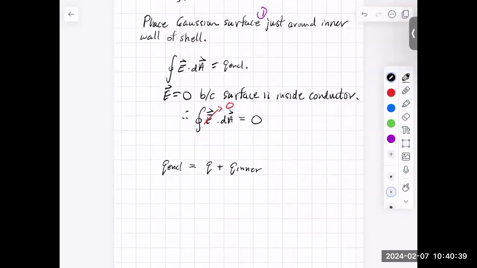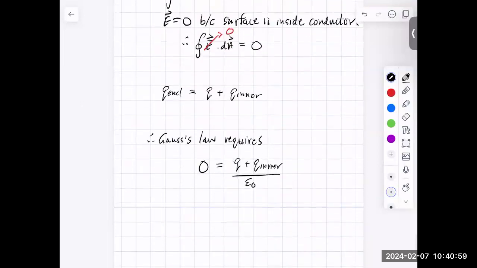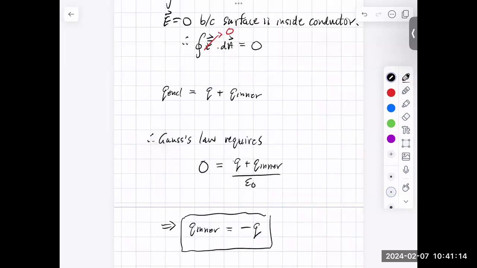All right, so we're just going to combine those results. Gauss's law requires that the integral, which is 0, be equal to Q enclosed over epsilon naught, which is Q plus Q inner, divided by a constant. I don't care about the constant. I could just multiply through, and we would find, therefore, the only possibility is that Q inner is equal to minus Q. Because we require that Q enclosed is 0, and so those two must add up to be 0.